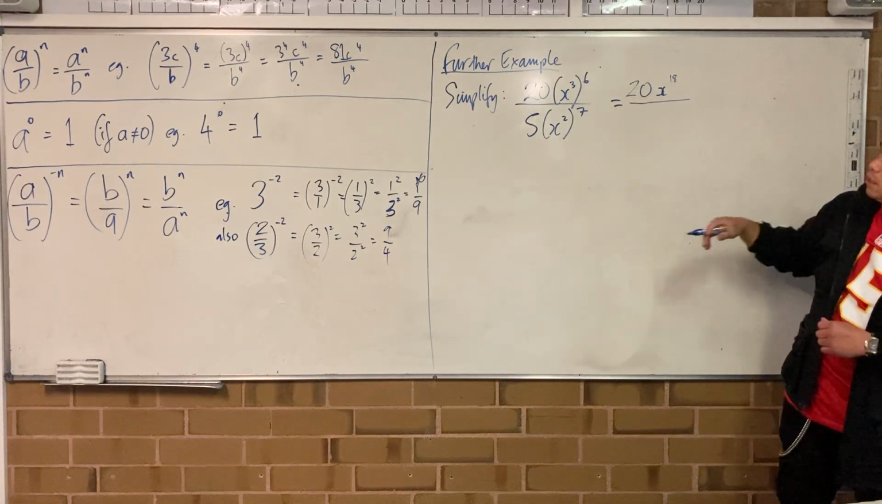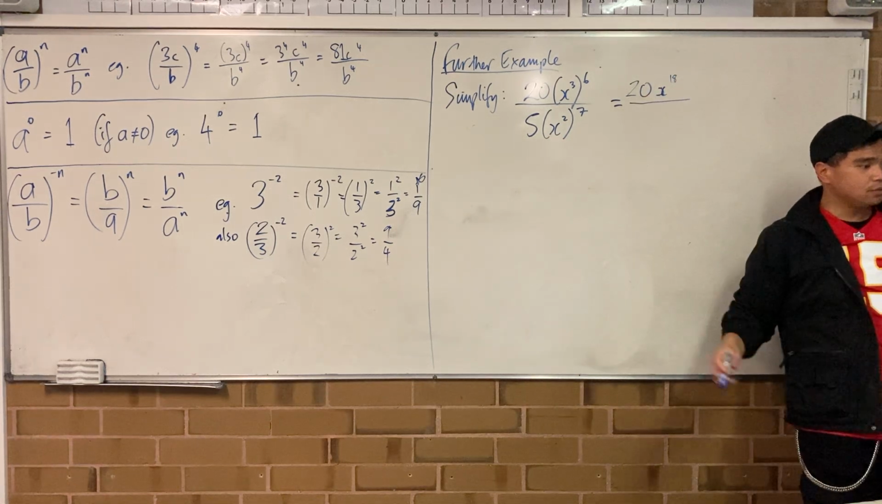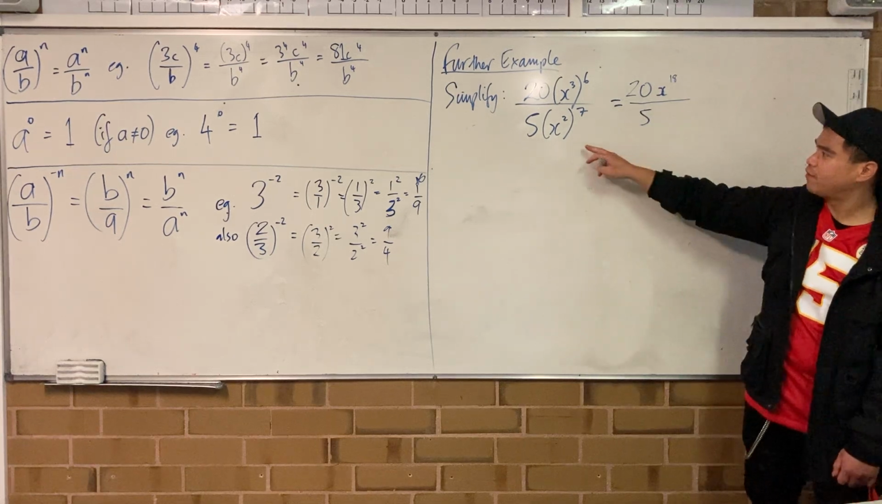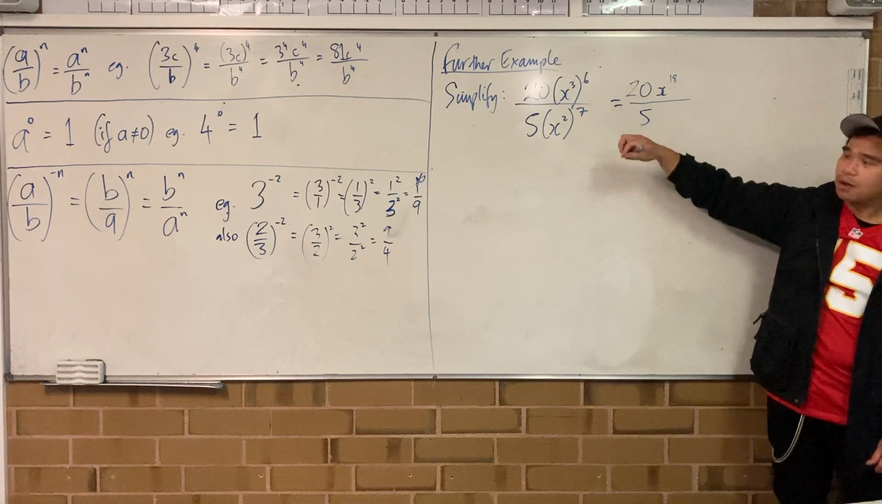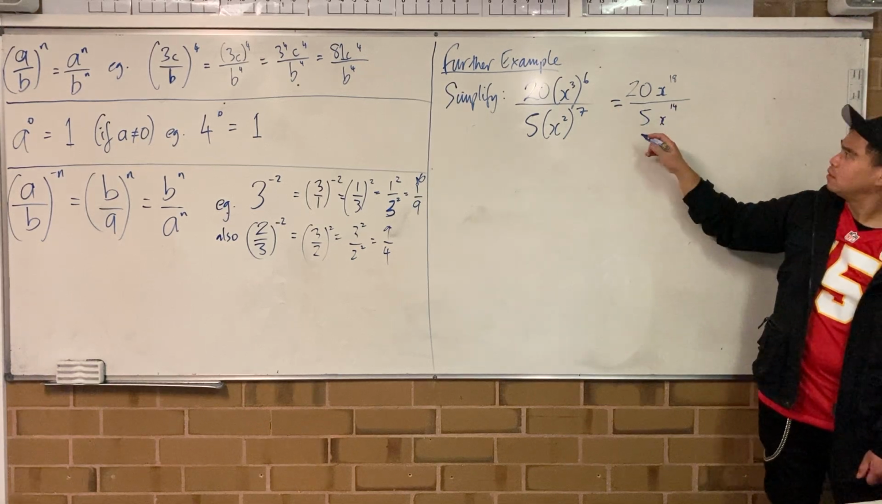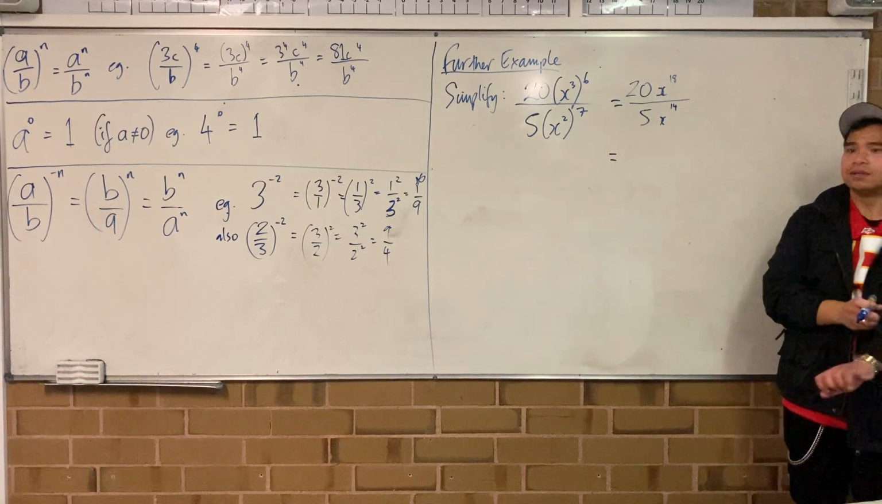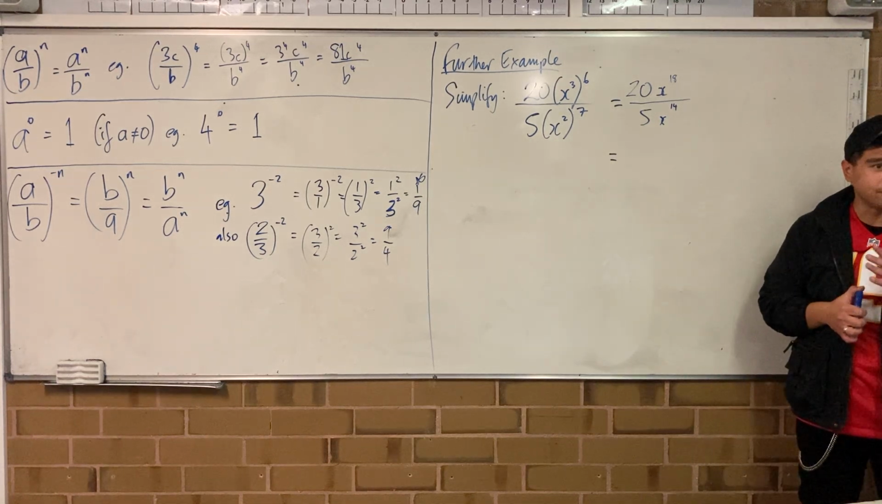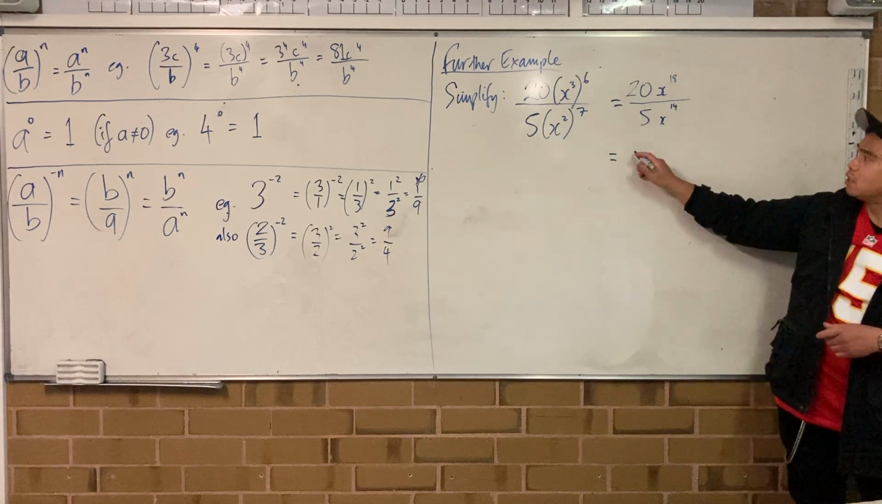Over. Is 5 being powered at all? It's not in the brackets, so no. But do I have a similar situation as above? So it's going to be x to the 2 times 7, 14. Now we can do something here. Is there anything stopping me from working out what 20 divided by 5 is? So that's going to be 4.